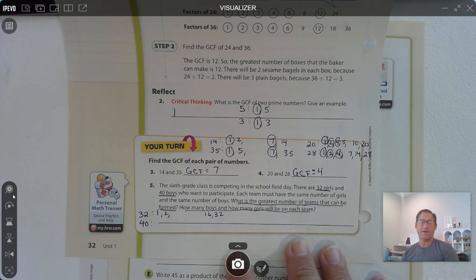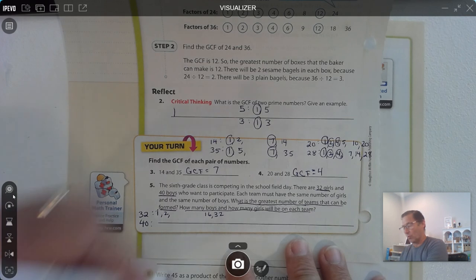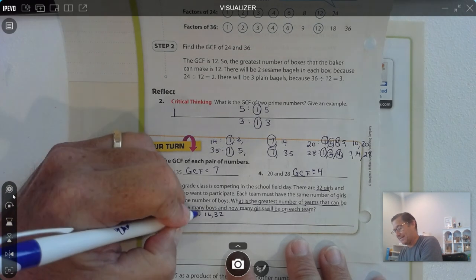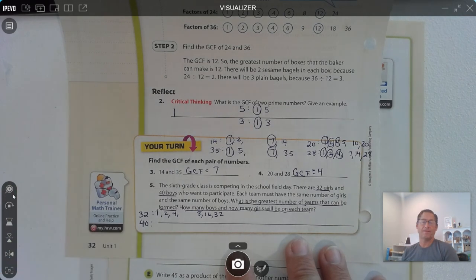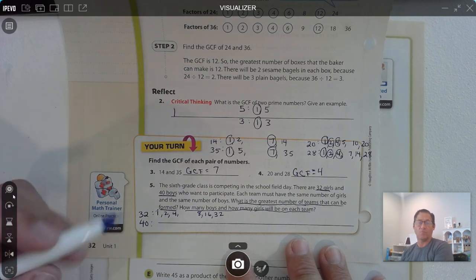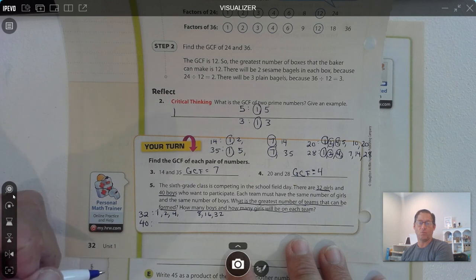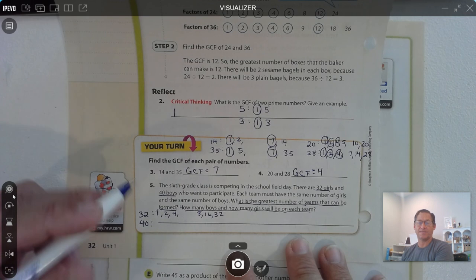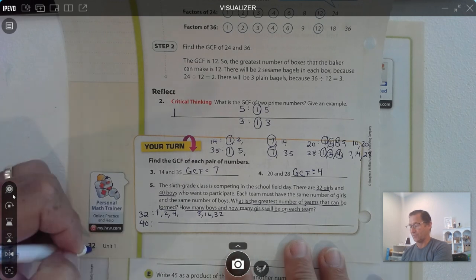5 is not divisible by 3. 4 will work. 4 times 8 is 32. 5 will not work because 32 does not end in a 5 or a 0. 6 will not work because 2 and 3 are not both factors of 32. 7 will not work. 8 we already know works. And 9, 18, 27, 36, no. So those are the factors of 32.